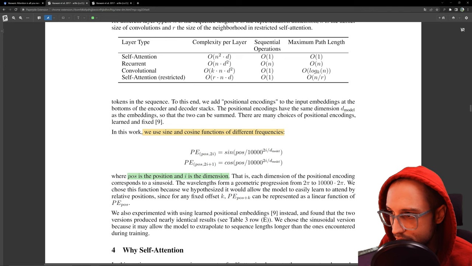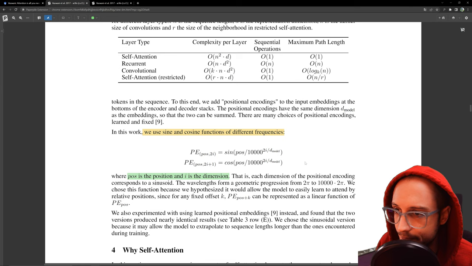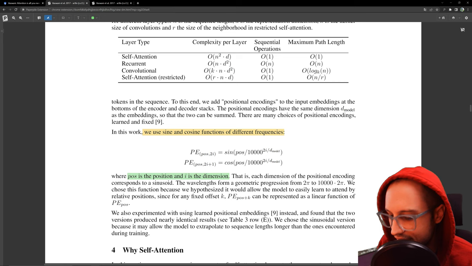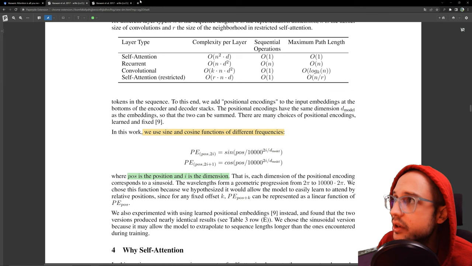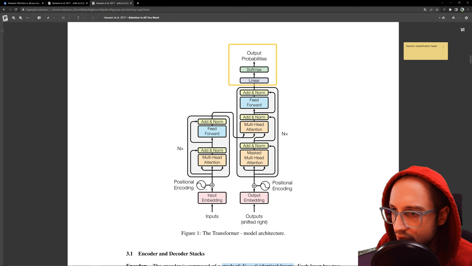And the reason you're doing this is because different sentences, different sequences, are going to have different lengths. So you need some way of representing the position of a token in a sequence that is generic to the length of the sequence. And there are also different things that make the sine and the cosine nice for this. But ultimately, that's what this whole positional encoding is doing. It's basically allowing the model to have some notion of whether this token is at the very end of the sequence or at the very beginning of the sequence.